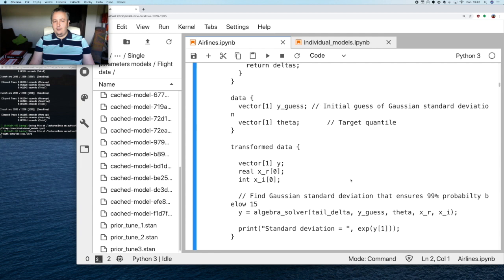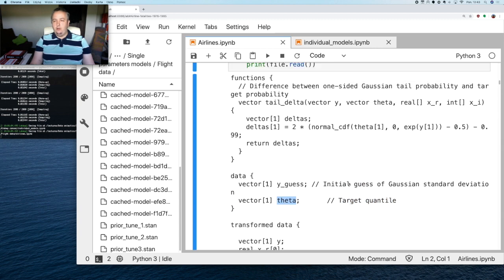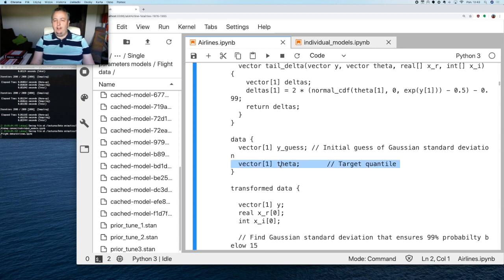And here, we have data. So we will supply our model with an initial guess of what sigma of our distribution should be, and we provide the probability that we're interested in. So which value has to be above 1%? Why? Because we'll be using this function later in order to tune different distributions for further analysis of our model.